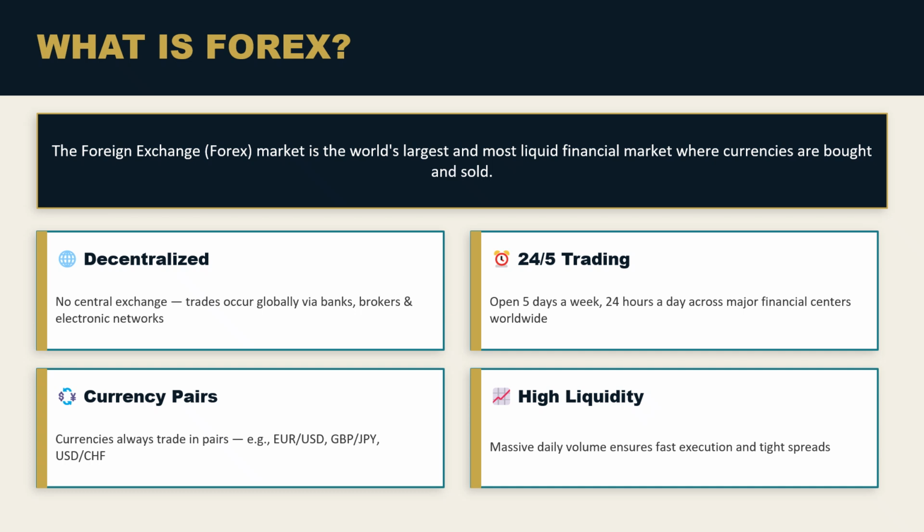Third, currencies always trade in pairs. You're not just buying the dollar or selling the euro. You're buying one currency while simultaneously selling another. This is why you'll always see pairs like euro to US dollar, which we'll talk about in a moment.